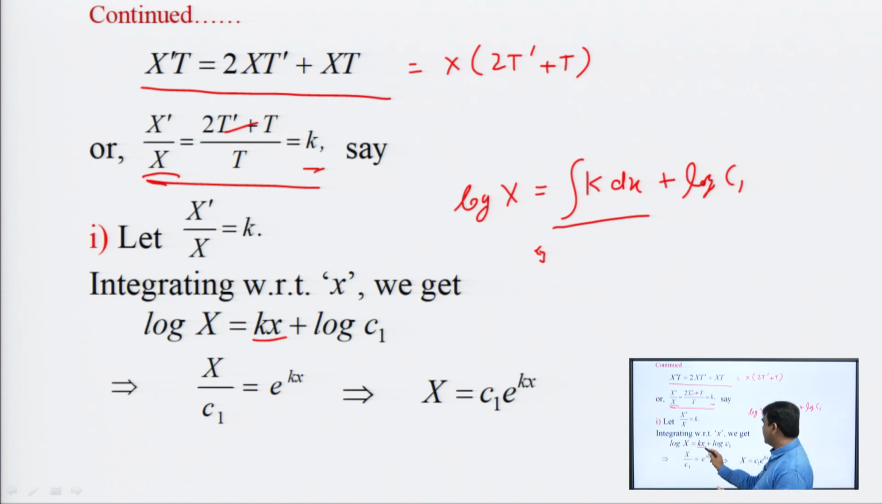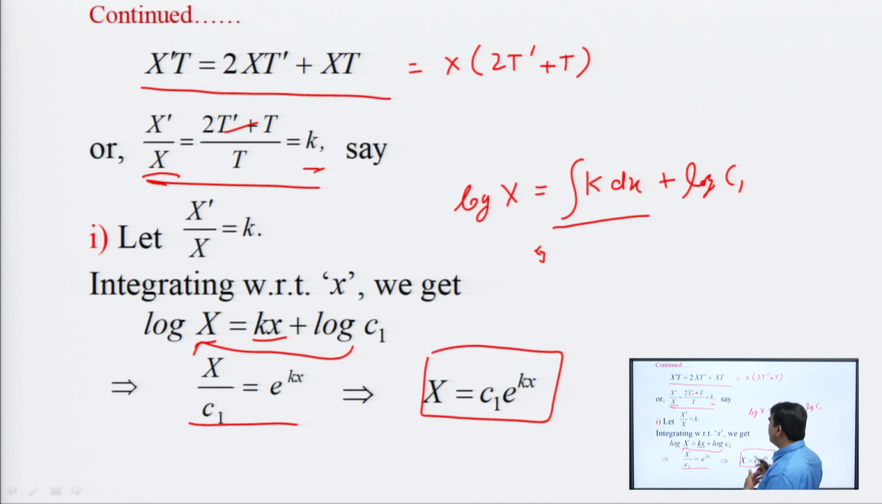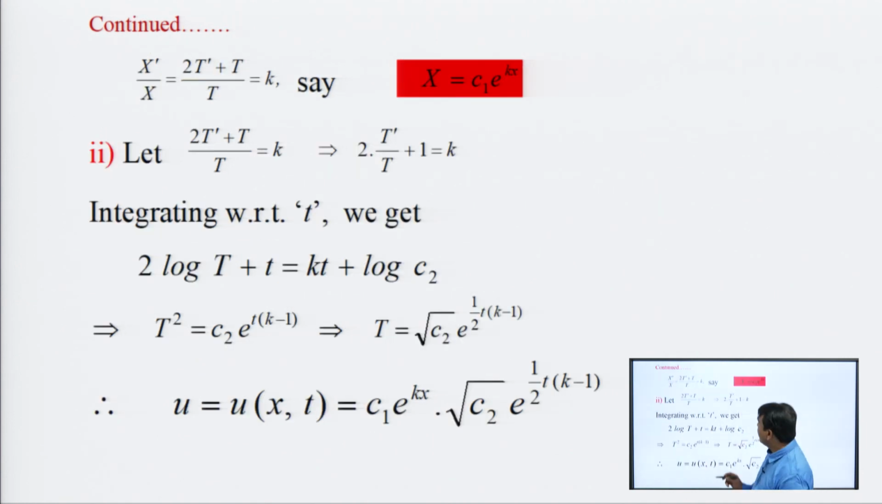So, log of X is equal to k x plus log C 1, and from here when we simplify, writing this on the left hand side, log X minus log C 1 becomes log of X by C 1, which is equal to k x. When you eliminate the log, we can write X by C 1 is equal to e to the power k x, and from this X is equal to C 1 e to the power k x. So, the value of X is C 1 e to the power k x.